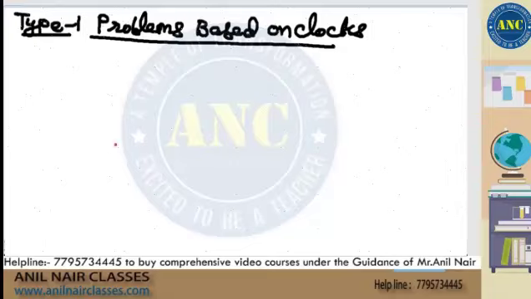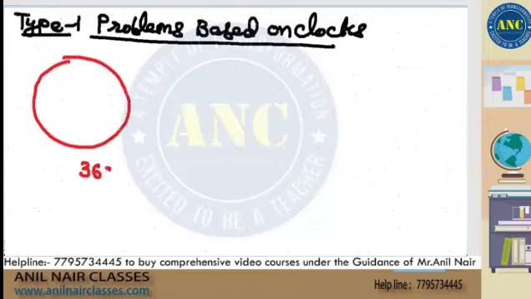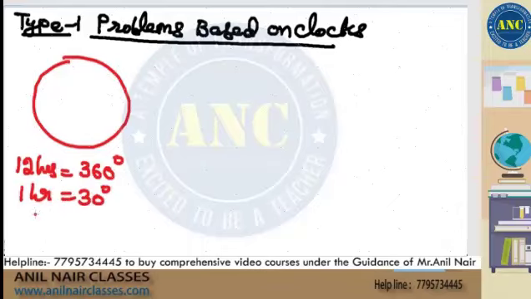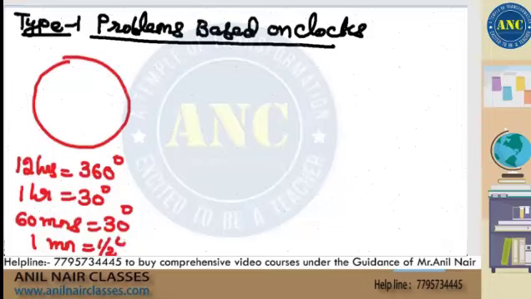Problems based on clocks. Listen carefully. A clock is in the form of a circular shape. Total angle in a clock is 360 degrees. 12 hours is 360 degrees. 1 hour is nothing but 30 degrees. 1 hour is 60 minutes. 60 minutes is 30 degrees. And 1 minute is half degree.